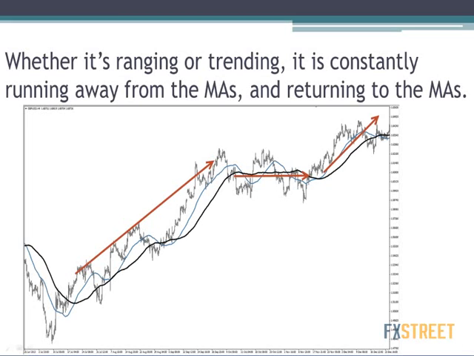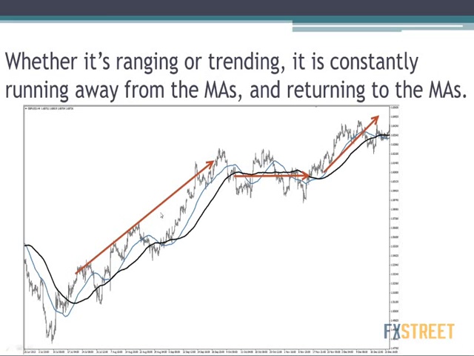Price races away and it returns. It goes on a trend, comes back and returns to the moving averages, et cetera. Whether it's trending or ranging or in a choppy market environment, it does the same thing over and over. It moves away, it comes back, it moves away, it comes back. It's something that you can count on.